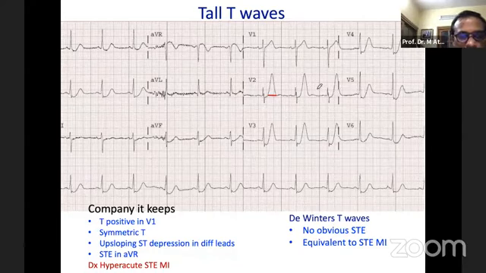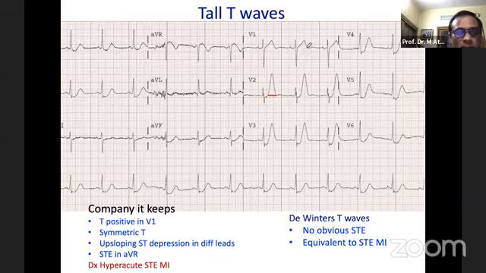To differentiate it, we can take the help of the other findings, that is, the company it keeps. We can see the T wave is positive in V1. What should not be? Actually, in V1 the T wave should be negative, but here the T wave is positive. So this is another company along with these T wave findings. Then the symmetry of the T waves: the T wave is symmetrical, so it is not normal. This is abnormal because the T wave is symmetrical.